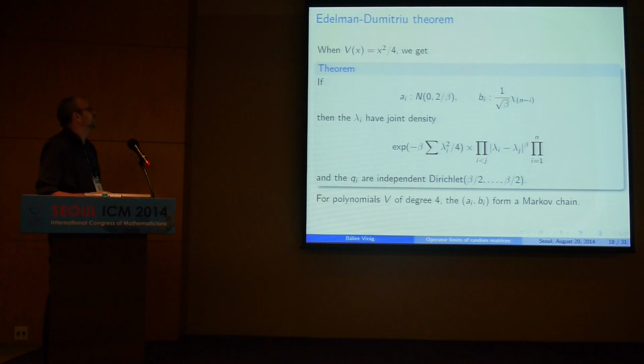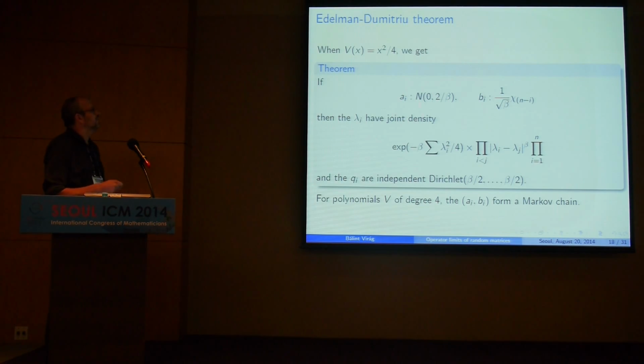So here is what Edelman and Dimitriu proved, and we basically proved here now. If you take the a_i's to be normals, and the b_i's to be these chi's, but now there should be a beta multiplying the index, and you take that Jacobi matrix with these independent entries, then the eigenvalues have this joint density, which is just the normal distribution plus a Vandermonde. You must have seen this: for beta equals 1, this is the joint eigenvalue distribution of the GOE, for beta equals 2, the GUE, but it makes sense for general beta.